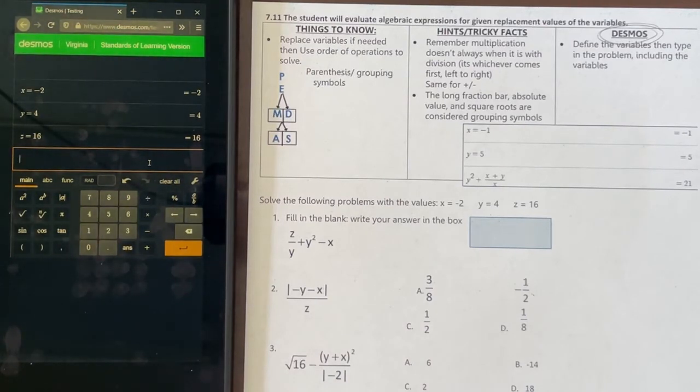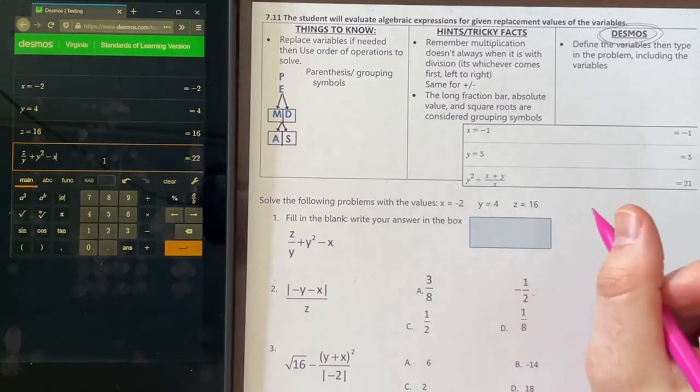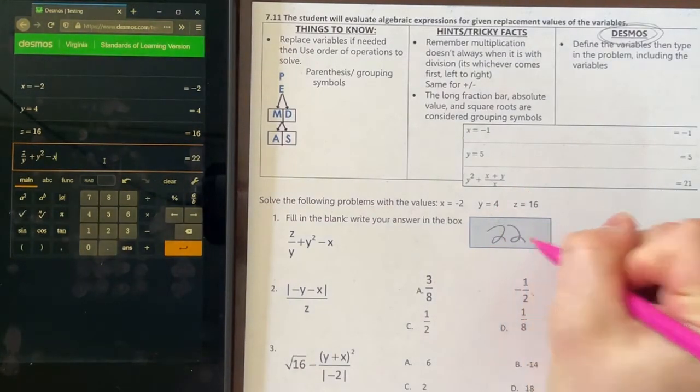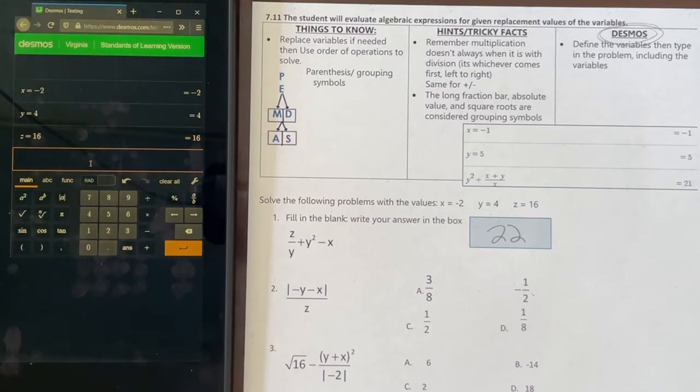So I have z over y. Make sure you use those arrow keys on the keyboard to make sure you're in the next space. And so I need to have plus, and then I can say y, and then squared, and I can have minus x. So I'm going to say this is going to be 22. But now what I can do is I can clear out just this line, and it will save those values there. So super simple for ourselves.